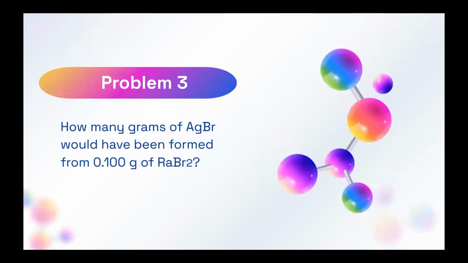And here is probably the last problem. Okay, so it says here, how many grams of silver bromide would have been formed from 0.1 gram of radium bromide. So you can pause this video first. All right.